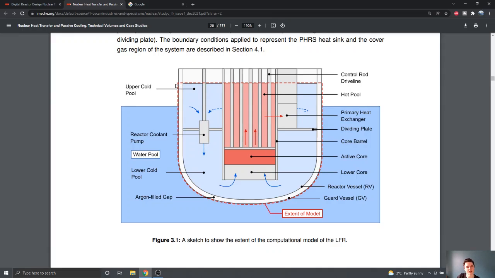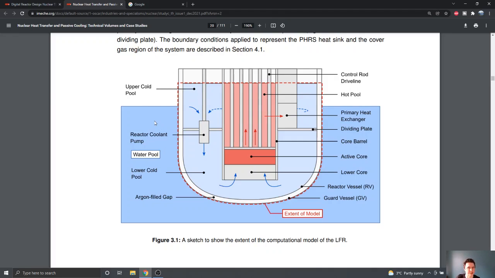But instead we can actually do something quite clever, and you can see the dotted red line here on the figure. We can limit the extent of our computational model that we're going to construct just up to the edge of the reactor outer shell. And instead of modeling the water pool explicitly in the mesh, we can apply appropriate boundary conditions to model the effect of that water and the air on the model.